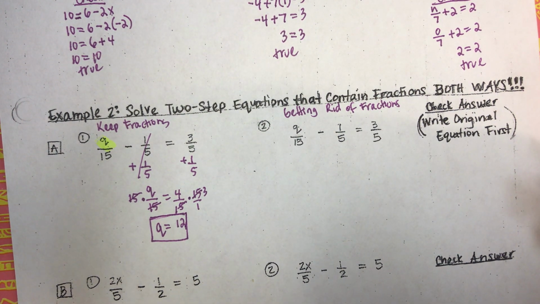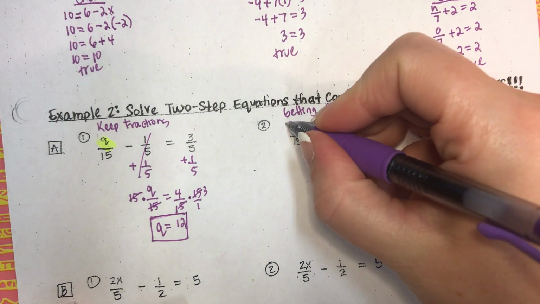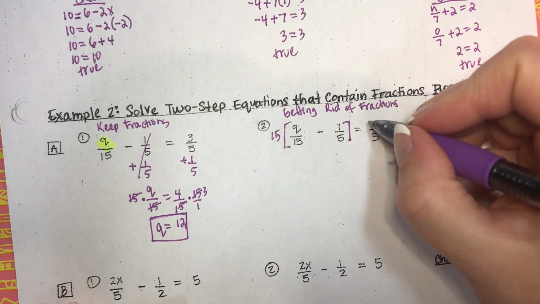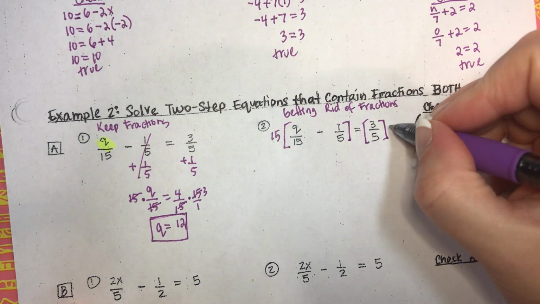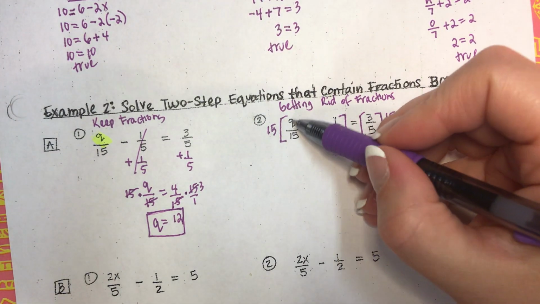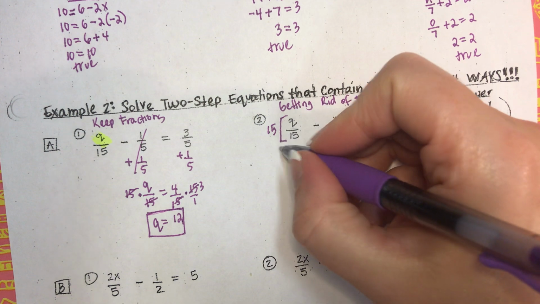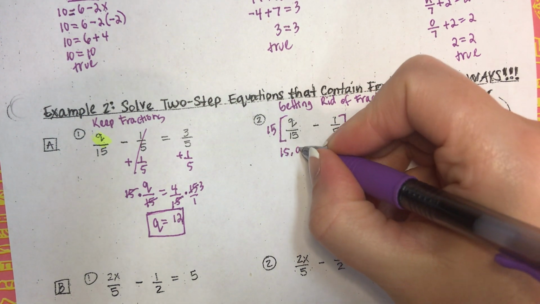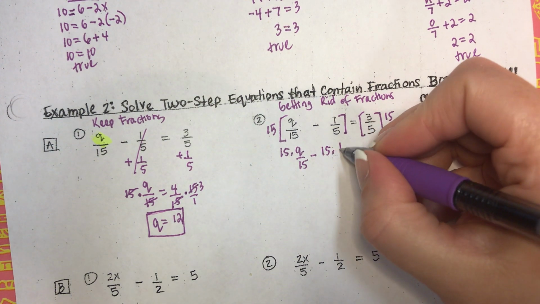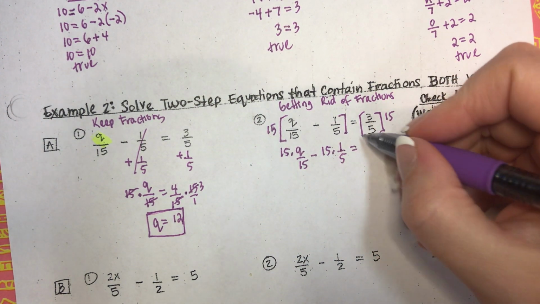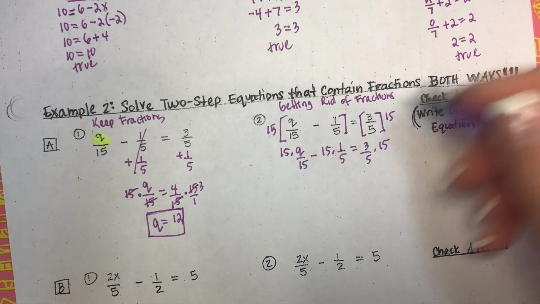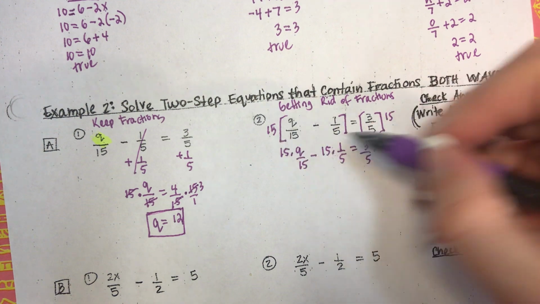So what we're going to do is multiply both sides of the equation by 15. And I want you to do this exactly how I'm doing it. So this is how you're going to do it in your notes. Okay? So here, what we need to do is multiply both sides by 15. So I'm just going to write that out. 15 times Q over 15 minus 15 times 1/5 equals, and see, it's nice to have the equal signs lined up, 3/5 times 15.